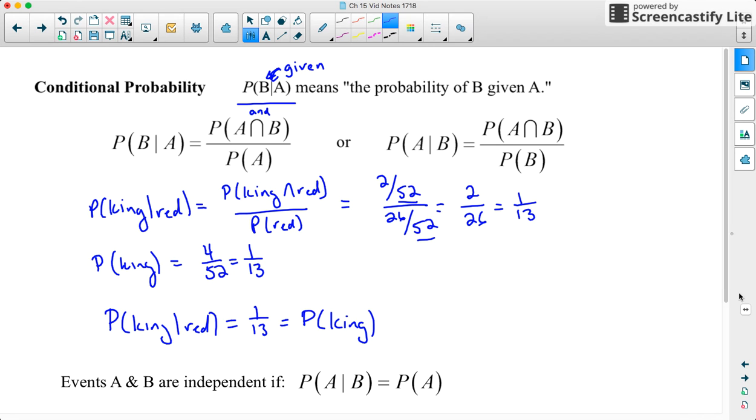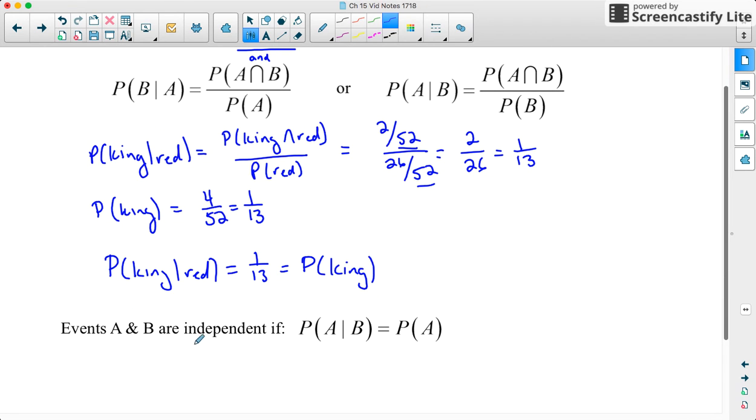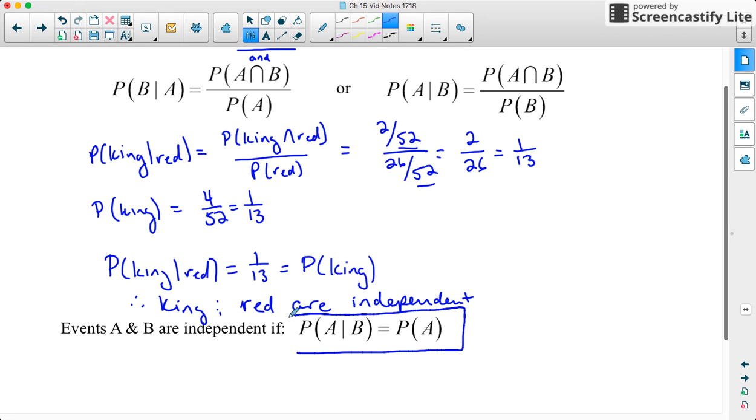So what can we say? Well, based on this knowledge, we can say king and red are independent. And the reason being is if I know that the card is red, it does not change the probability it's a king. It's still 1 out of 13. And so knowing that one thing has occurred does not affect the other. And this definition right here helps us determine when things are independent or not. And it also helps in showing that they're independent or not. So if I was asked, are king and red independent?